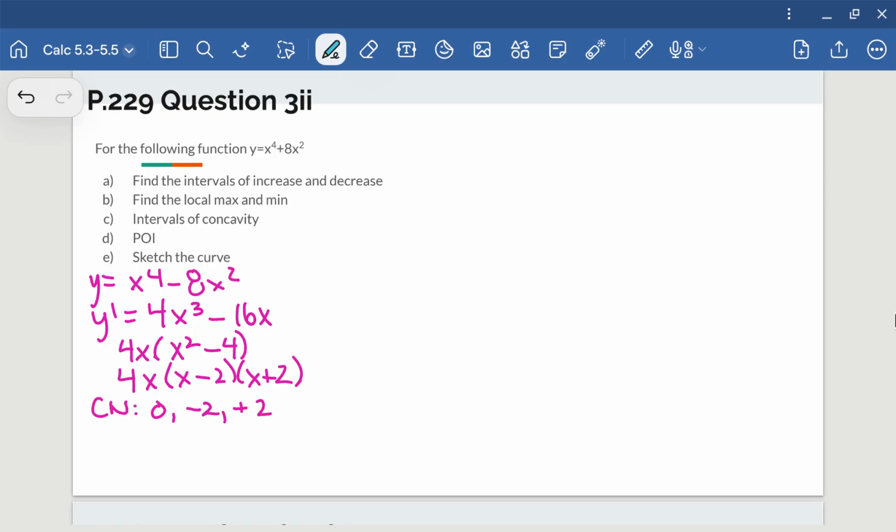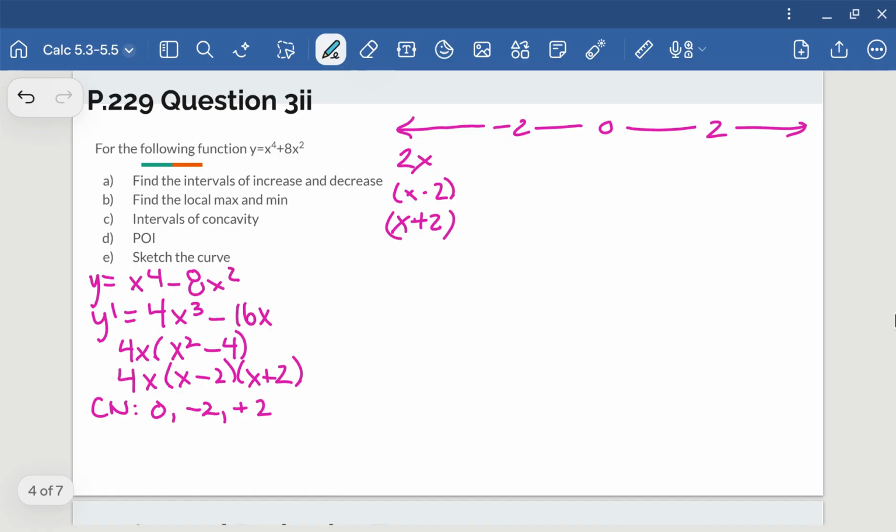Okay. Now, when I'm looking at this, I'm going to do my first little line diagram just to find out when my slope is positive and when my slope is negative. And my factors, I have 2x, I have x minus 2, and I have x plus 2. And then I'm checking out my slope. At the points that are my critical numbers, my slope will be 0.